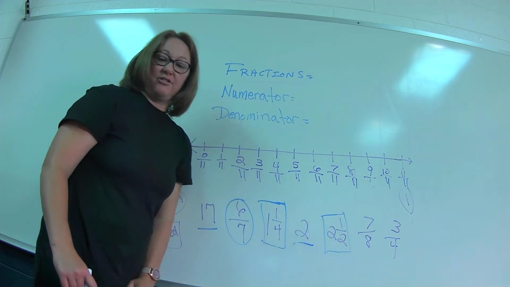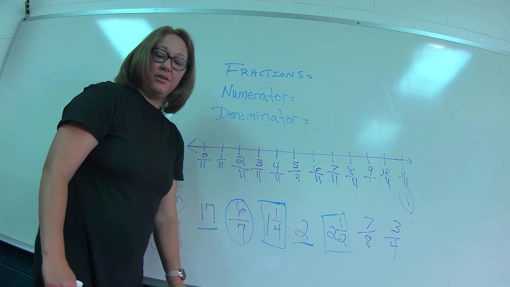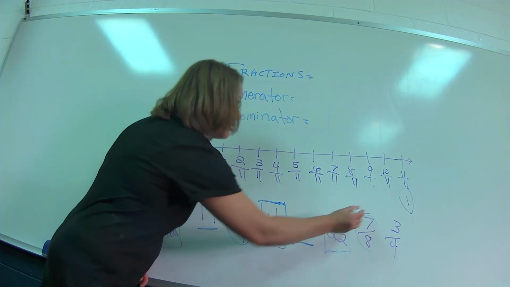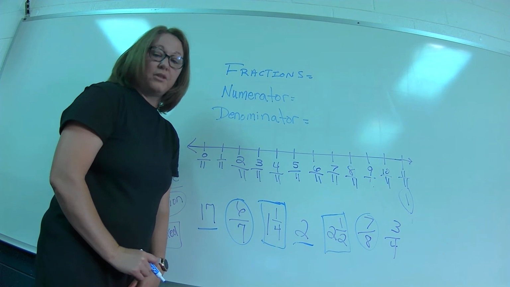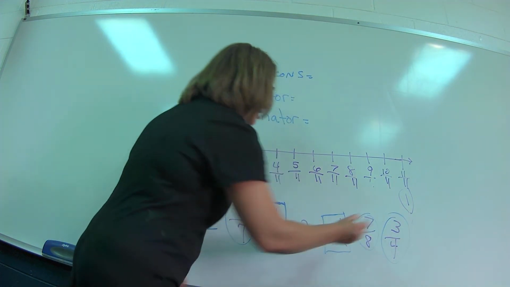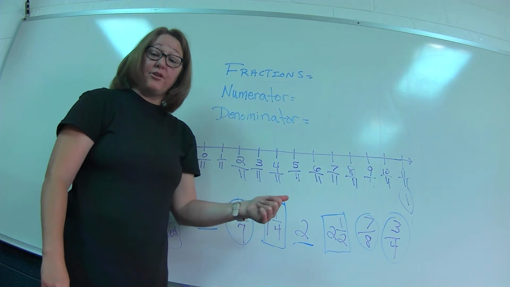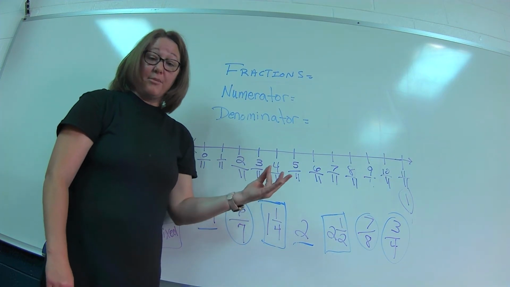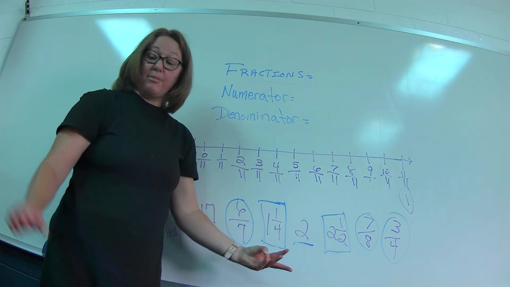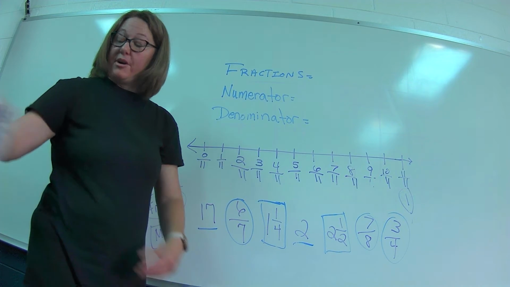Now we have 7/8. What do we do with 7/8? We circle it because it's a fraction. What do we do with 3/4? We circle it because it's a fraction. Very good. Again, a fraction is one or more equal parts of a whole. A numerator is the top number, the parts used. The denominator is the bottom number, the total available parts.